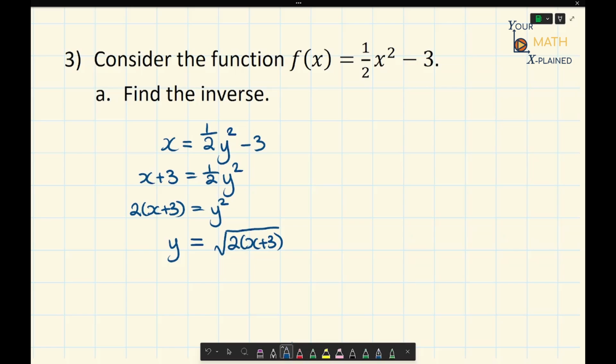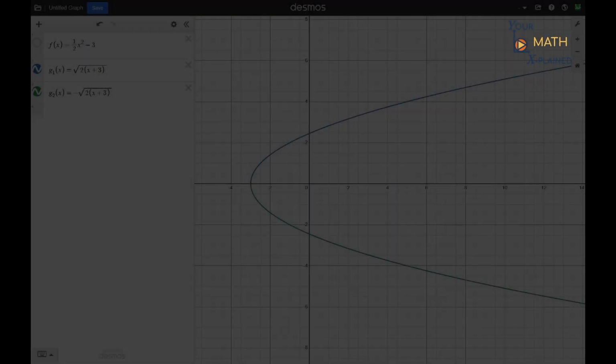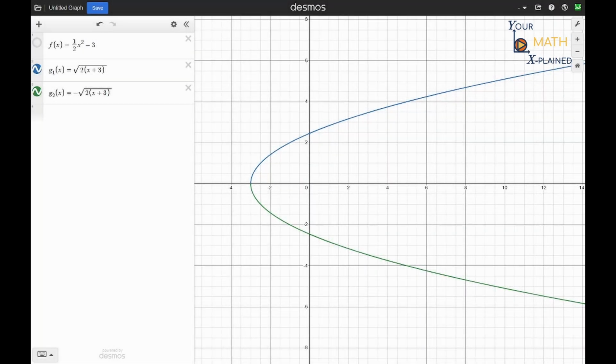But wait, we're actually missing something here, because when we take the square root, we're going to have a positive and a negative part. So we actually run into a problem here, because this result is not a function due to that plus or minus sign. It would not pass the vertical line test. So let's take a look at what I mean by that.